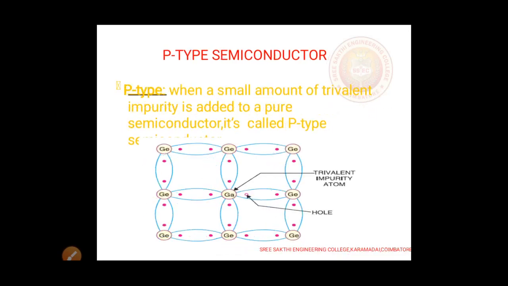So next one is the P-type semiconductor. Here we are adding trivalent impurities to the pure semiconductor material, which is known as the P-type semiconductor. Here trivalent means 3 electrons at the outermost orbit of the impurity atom. Here the 4 electrons of the germanium atom are combined with the 3 electrons of the gallium atom. The remaining one is the hole. This is known as the P-type semiconductor.